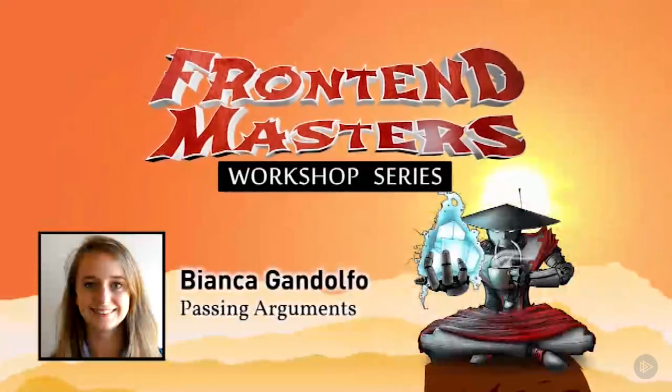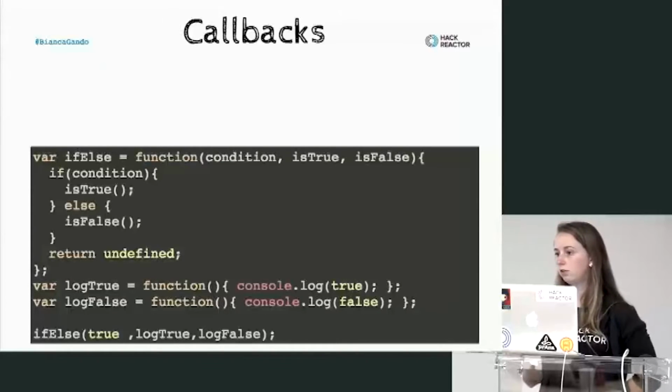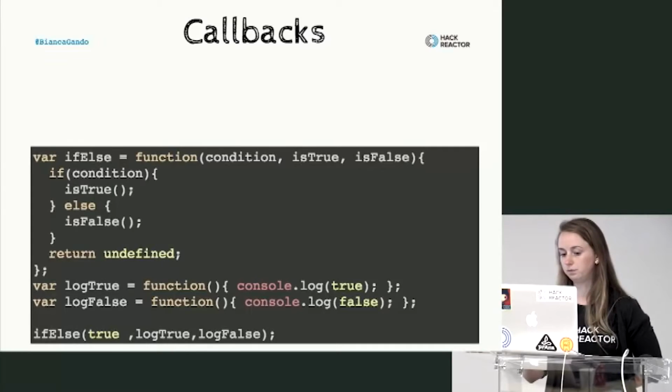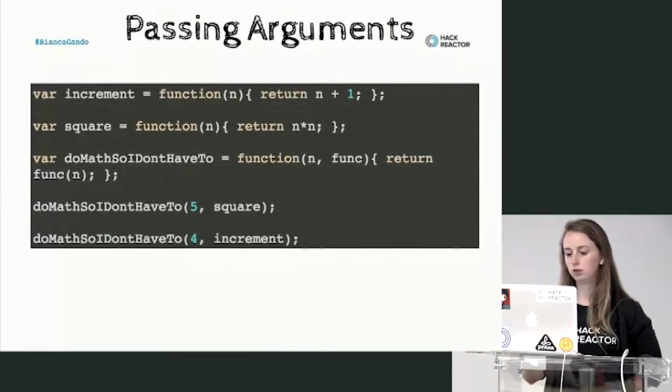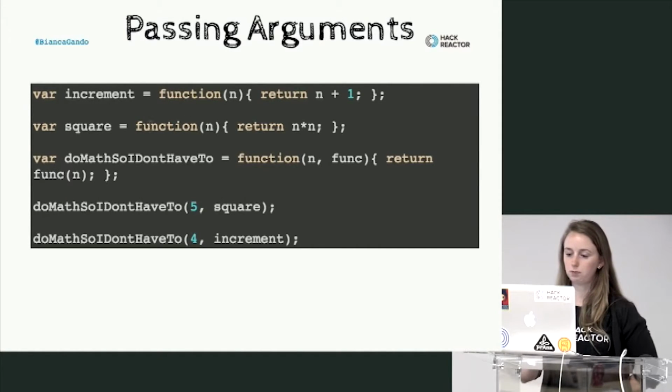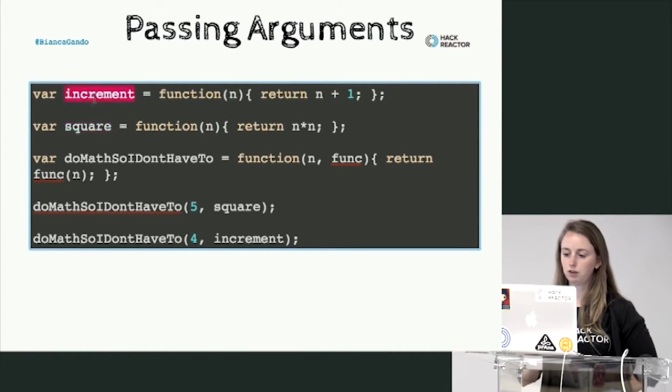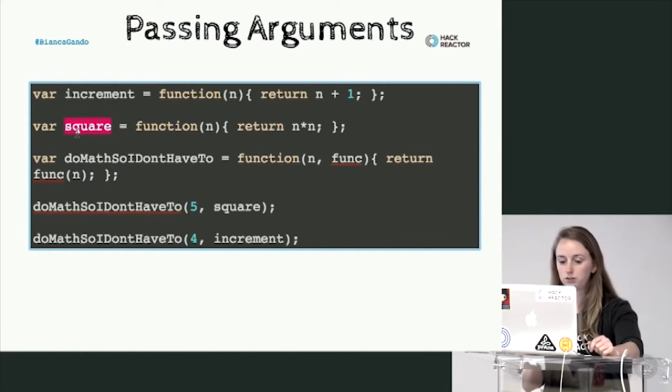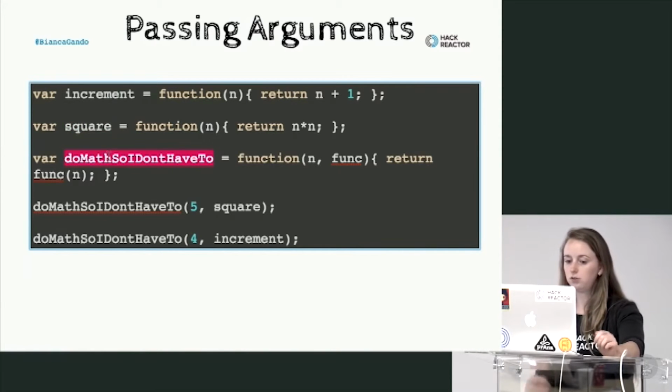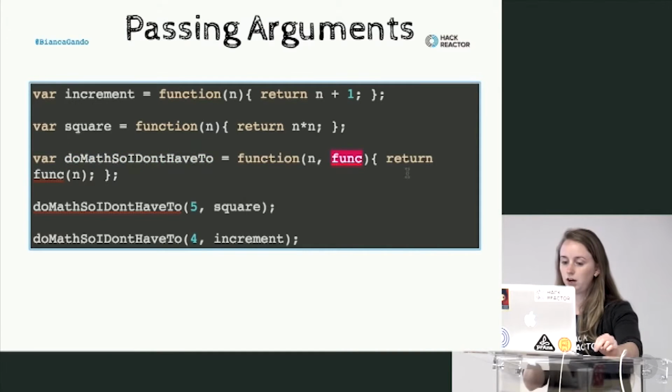So we passed in callbacks, we called them, but what if we want to add an argument? Here's an example of us passing arguments to our function. We have a couple of math functions here. One is called increment, one is called square. Increment just adds 1. Square is going to multiply a number by itself. And here's our function called do math. What it does is it takes a number and then it takes a function, and it calls that function with that number.